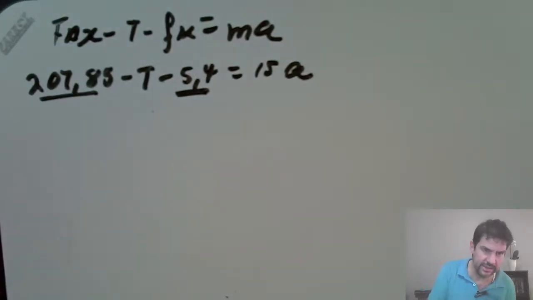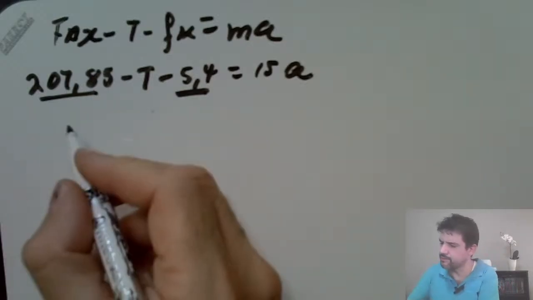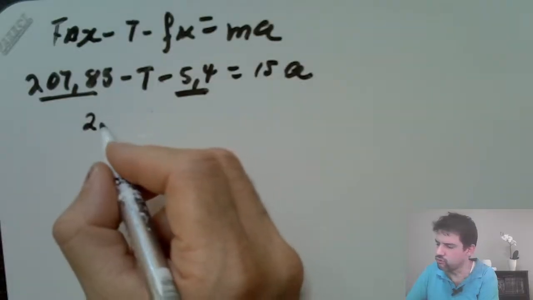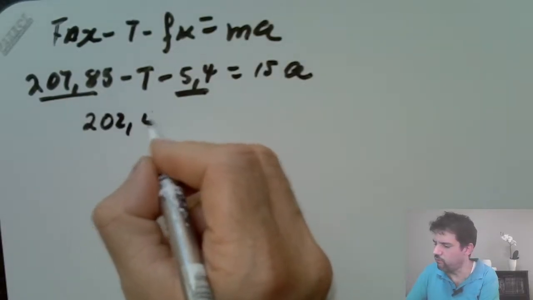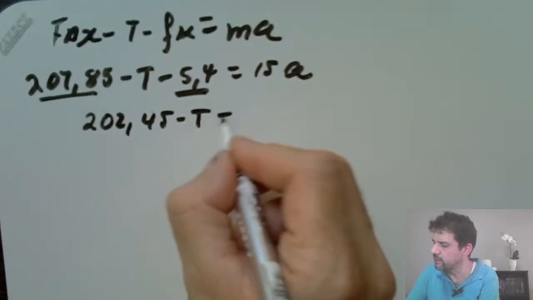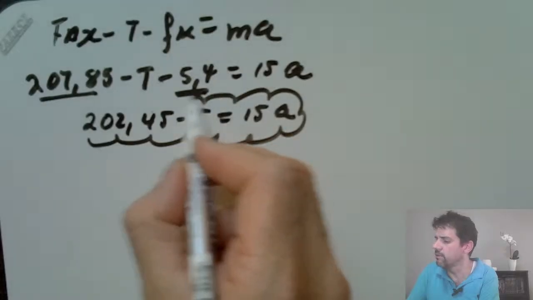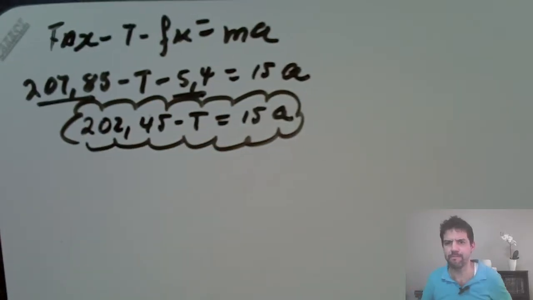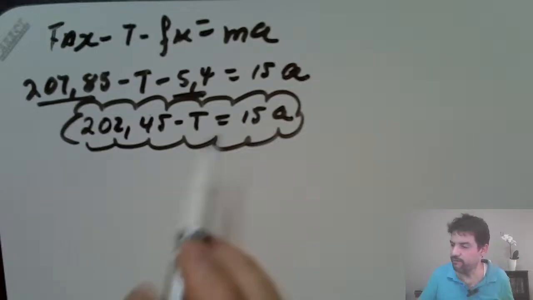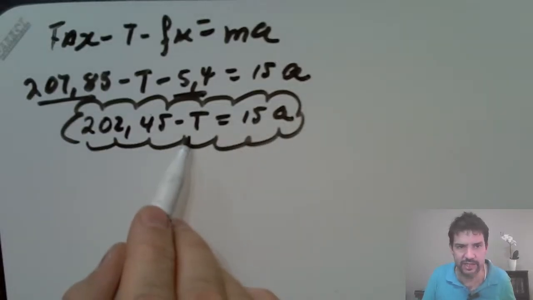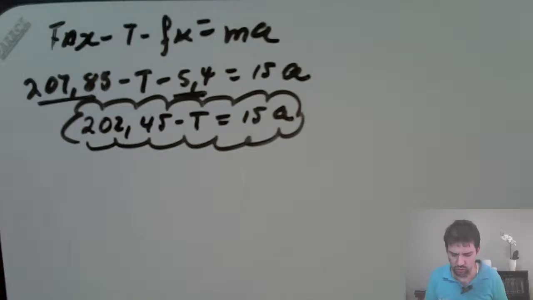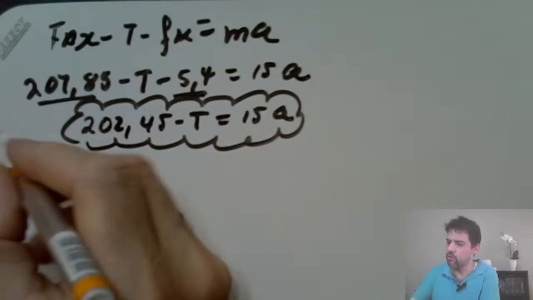It is 207,85 minus 5,4. We get that is 202,45 minus T is equal to 15A. Guys, we cannot go on because we have two unknowns in here. We don't have acceleration. We do not have tension. So we have to stop there. We are going to call this one equation 1, and we're going to stop there.